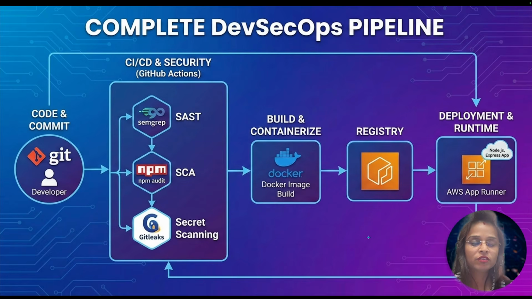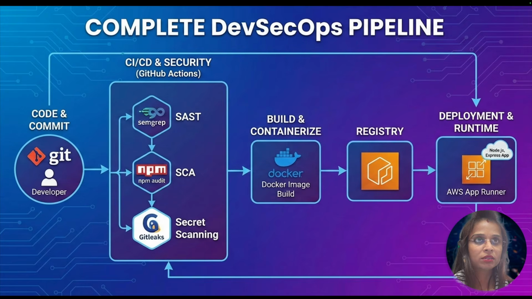Then further we are going to use Amazon App Runner for deploying our application without needing a domain. The domain URL will be provided by Amazon AWS. So this is the thing.